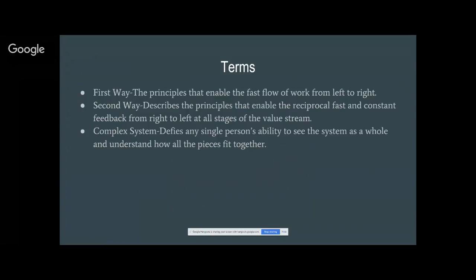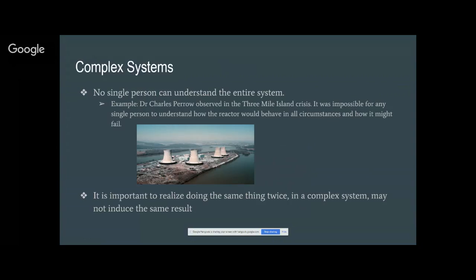And then another term that is talked about frequently in this chapter is complex system. The definition of a complex system is a system that defies any single person's ability to see the system as a whole and understand how all the pieces fit together. So more on the complex system, just knowing that no single person can understand the entire system. An example that was included in the book is Dr. Charles Perrow observed the Three Mile Island crisis, where a nuclear plant almost had a meltdown in New York, and he determined that there wasn't a single person that on their own was capable of understanding how the reactor would behave in all circumstances and how it might fail under any of those circumstances.